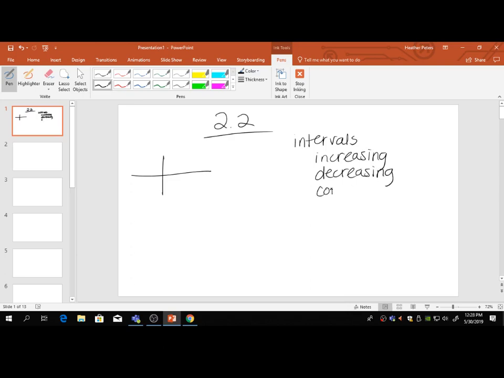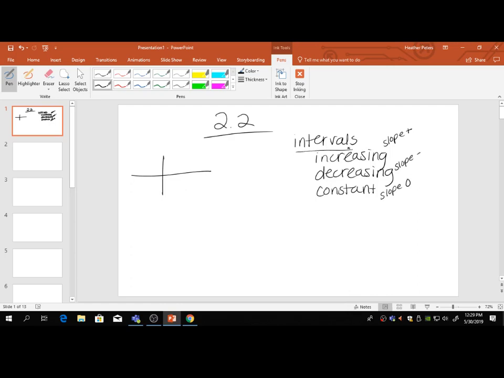So what that means, if it's increasing, that means the slope is going to be positive. So as you go from left to right, it's going to be going up. Decreasing means the slope is negative, so as you go from left to right, it's going to go down. And constant, the slope would be 0. So it would be flat at that point.